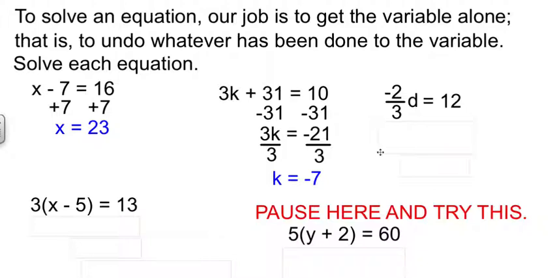Negative 2/3 d equals 12. We need to get d alone. We need to divide by negative 2/3 on each side. That'll cancel out, and my trusty calculator told me it was negative 18.